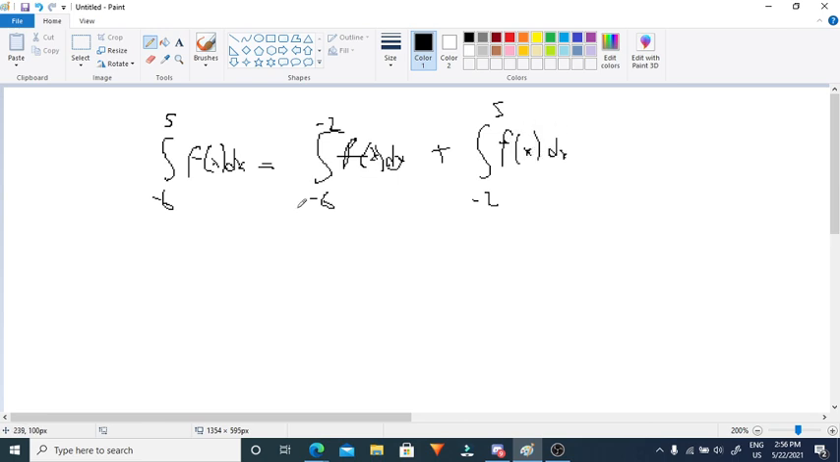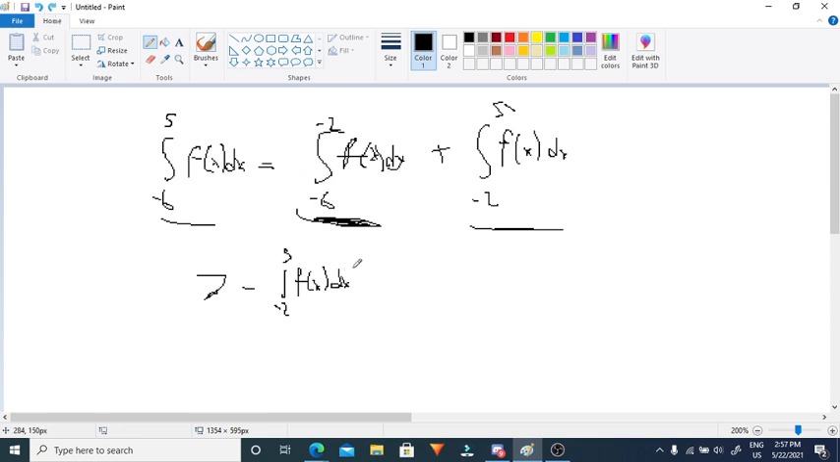So this is the unknown part, which we're going to have to try to find, and this is the known part. Well, luckily, we know this is given. This equals 7. And we can solve for this. So we're going to subtract that integral from -2 to 5. And that is going to be the answer we're looking for.